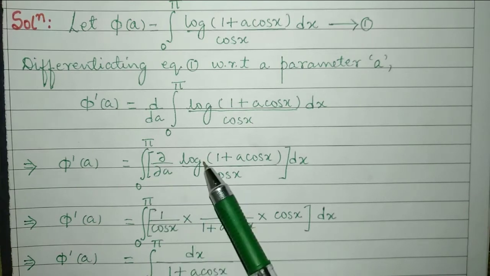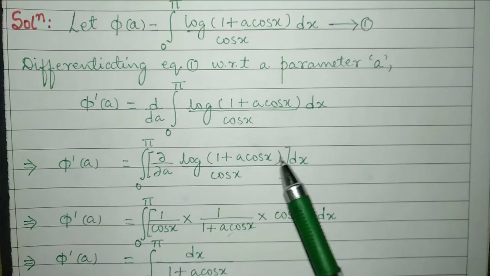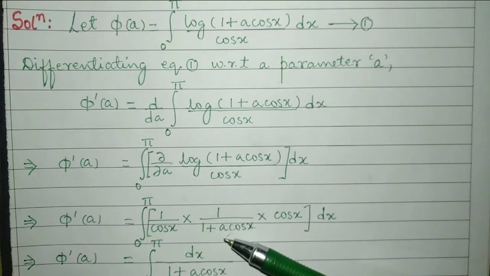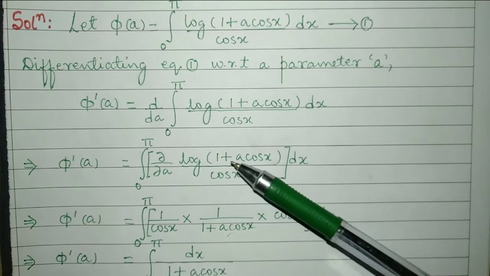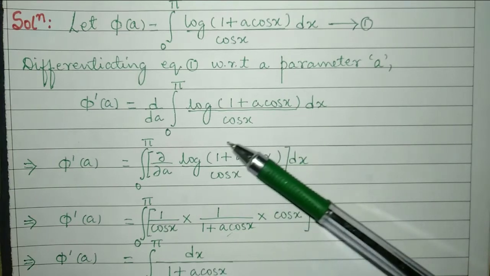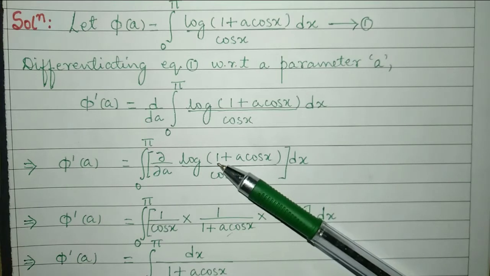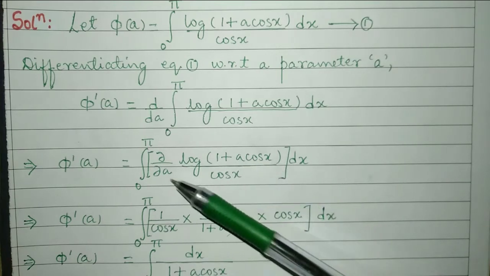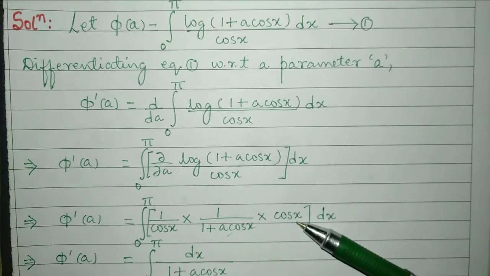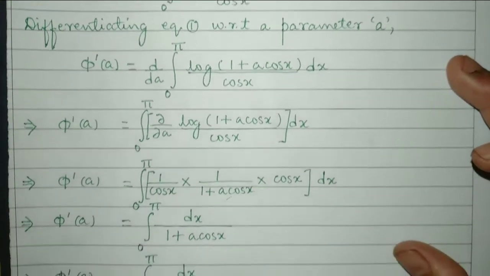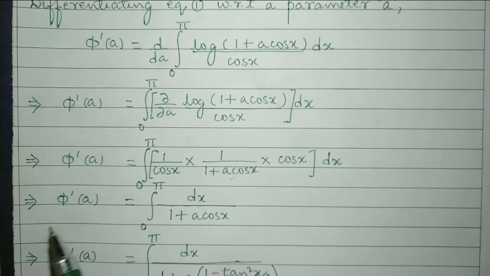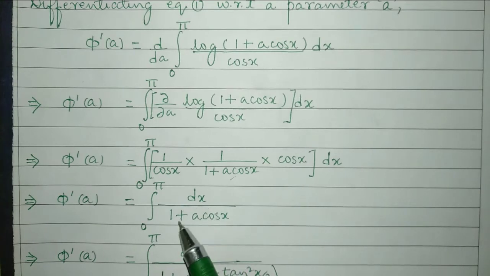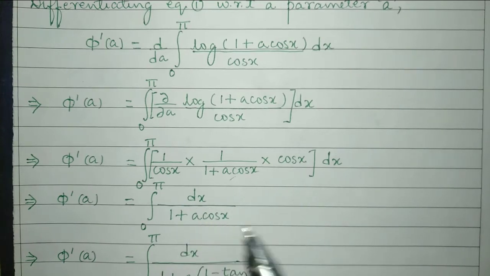So 1 by cos x we can take out. Now we differentiate log of 1 + a cos x, and that is 1 by (1 + a cos x) into the differentiation inside the bracket. Differentiation of 1 is 0, and differentiation of a cos x with respect to a is cos x. Then further we have phi prime a equals the integral from 0 to pi of dx by (1 + a cos x).